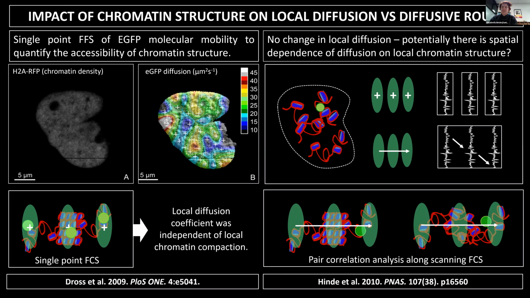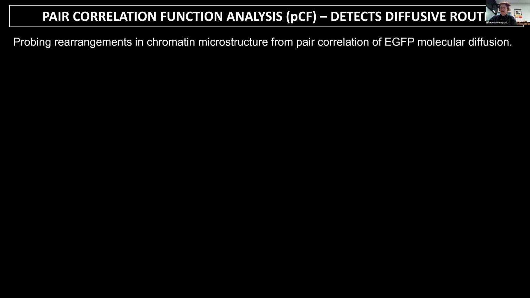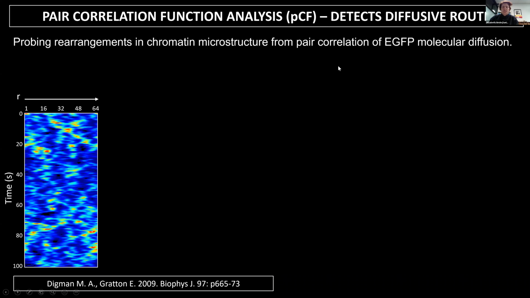So by transitioning to a line scan, we're able to see if there is a spatial dependence on how molecules in the nucleus traverse this structural framework. And we use something called pair correlation analysis. And this is the type of fluctuation spectroscopy that the majority of my talk today will be focused on. So I'll just give you an overview of how it works.